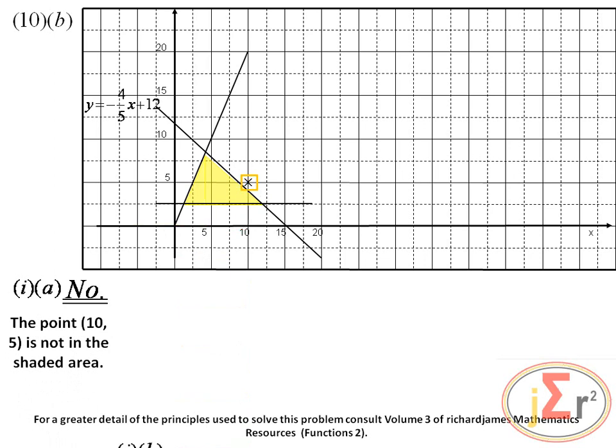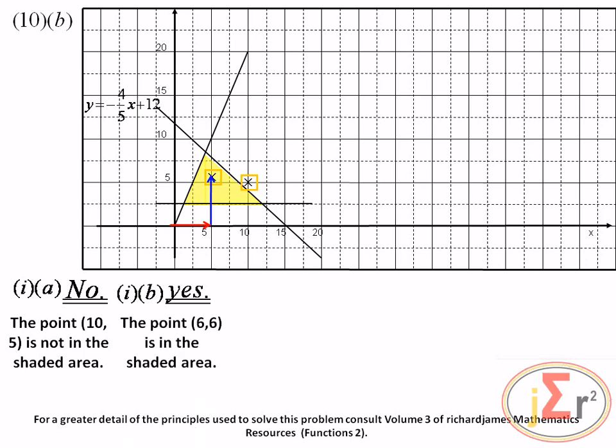But can it have 6 boys and 6 girls? Yes, it can have 6 boys and 6 girls. That is your point, 6, 6. So the point 6, 6 will fall in the region. Therefore, we are sure that the club can have 6 boys and 6 girls.